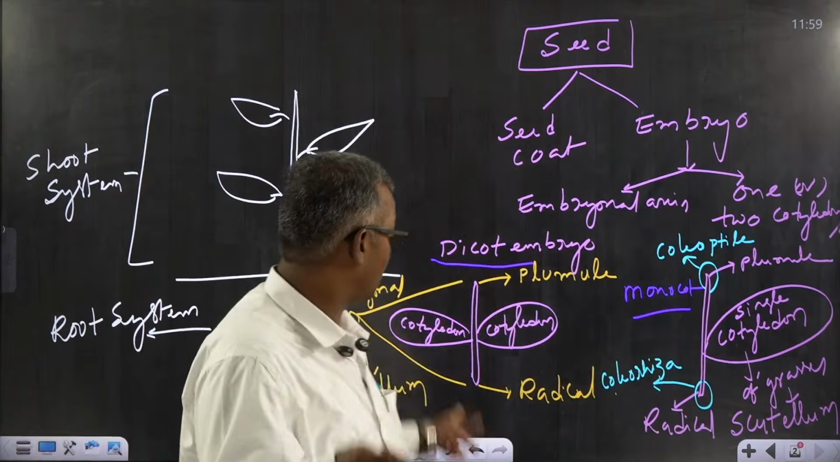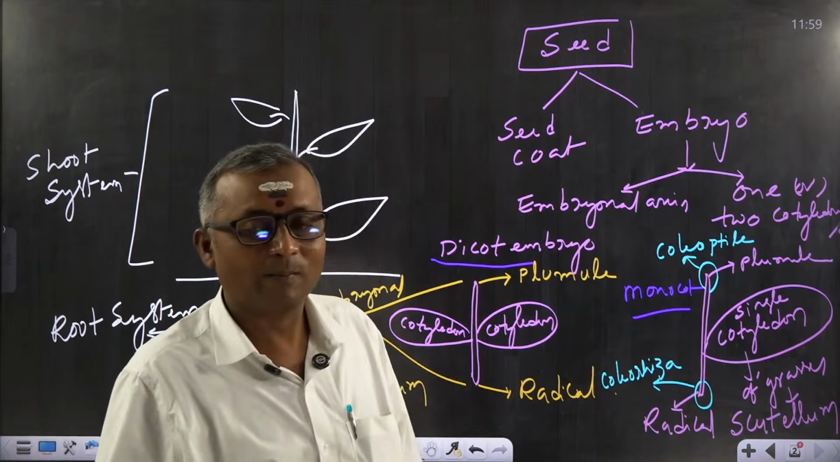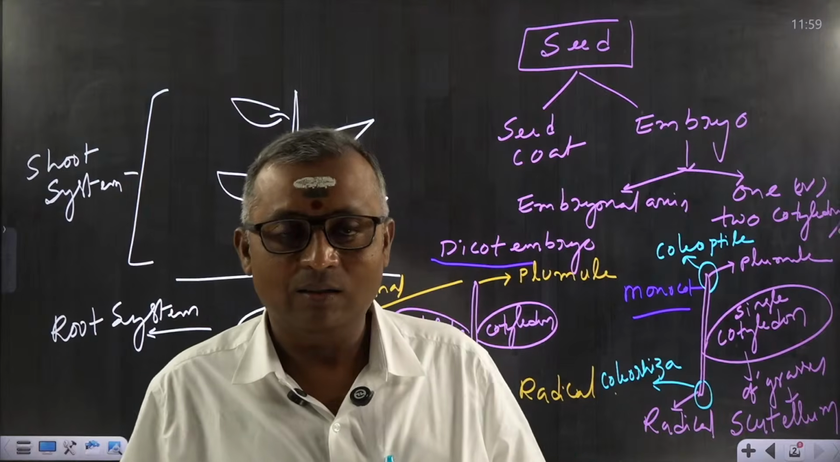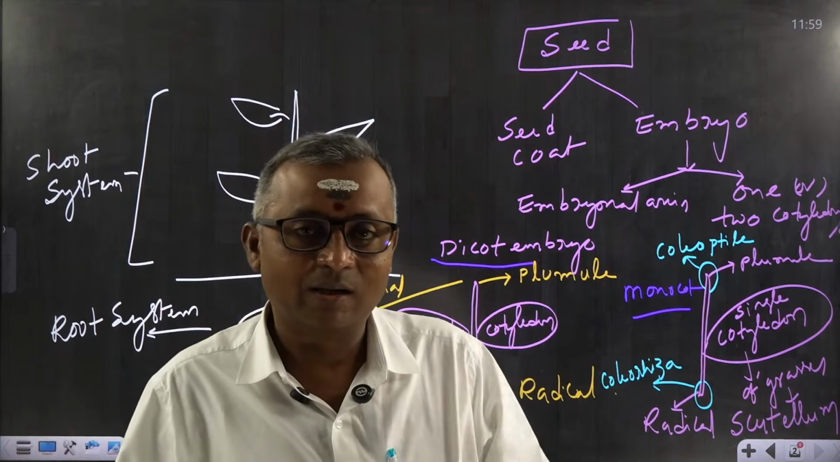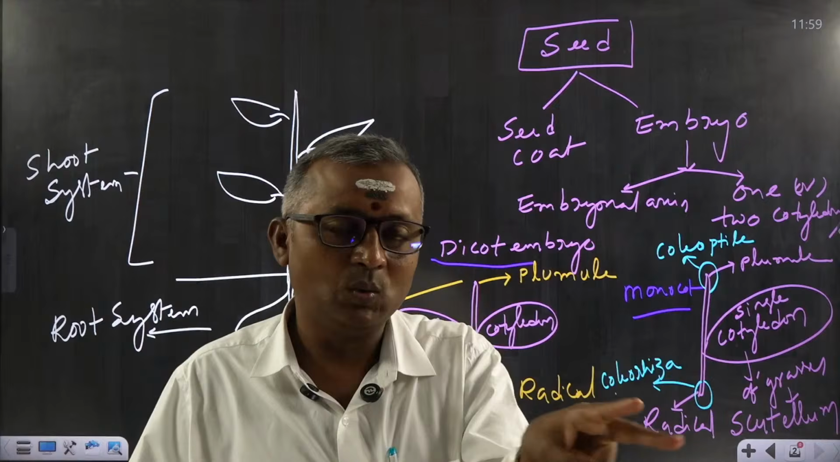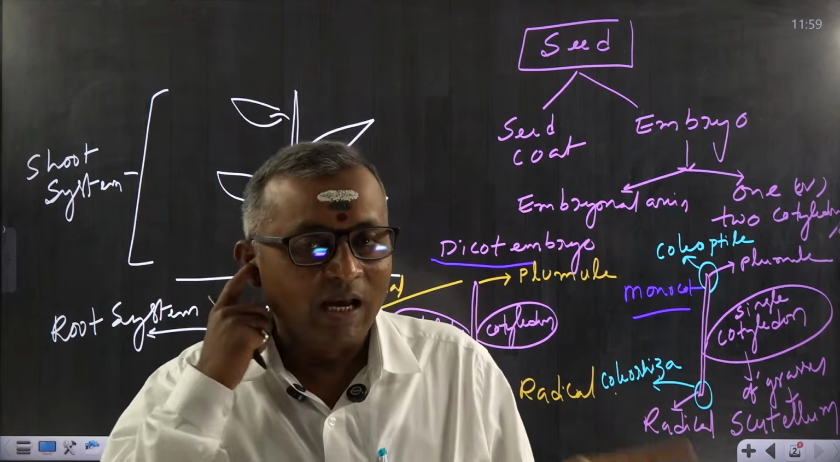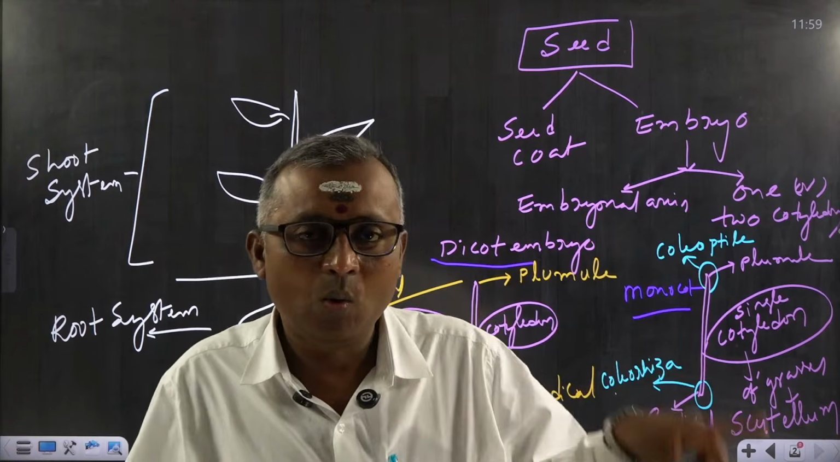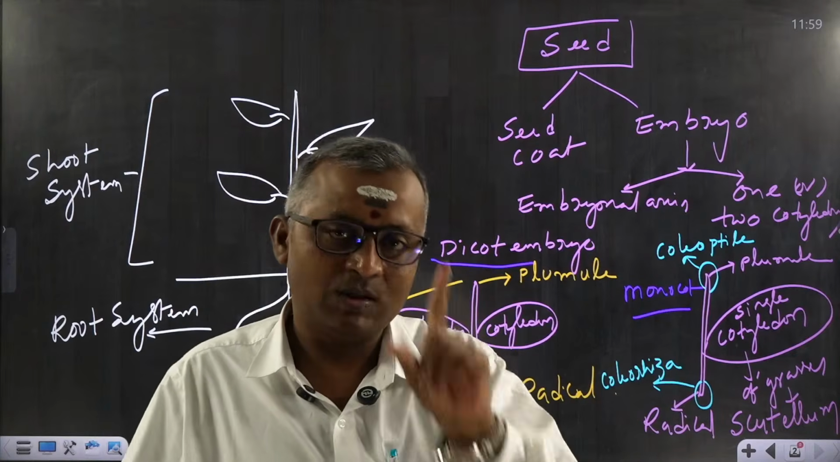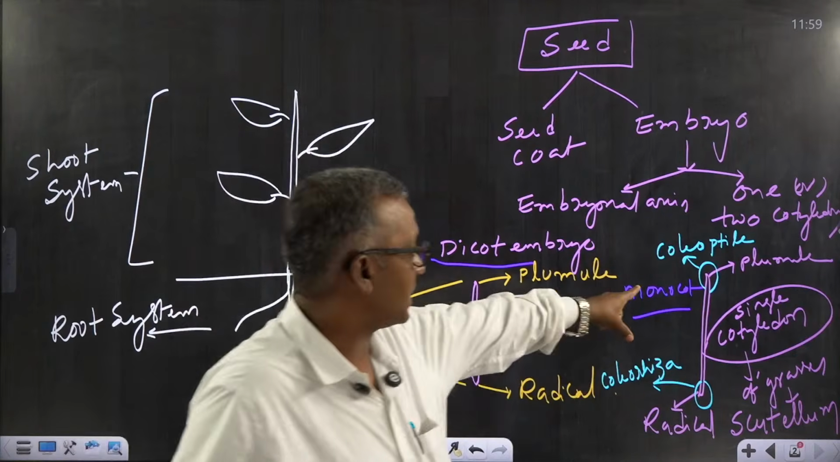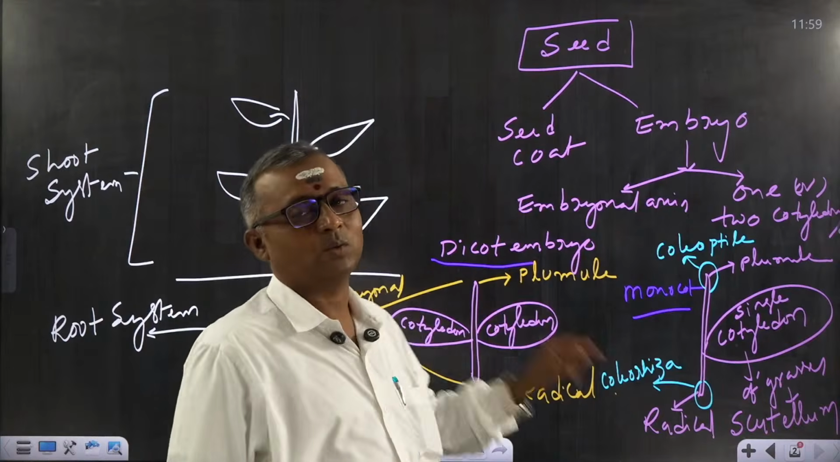Whereas if it has two cotyledons, it is called dicotyledon. That means the seed contains two cotyledons. Di means two cotyledons. Monocotyledon: the seed has only one cotyledon. So here only one cotyledon and here two cotyledons.